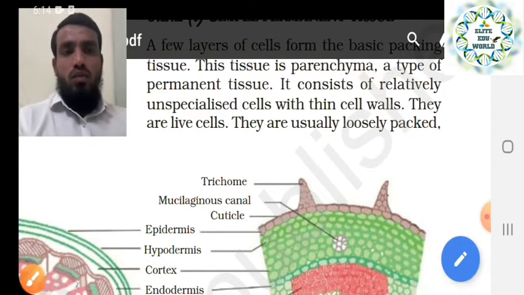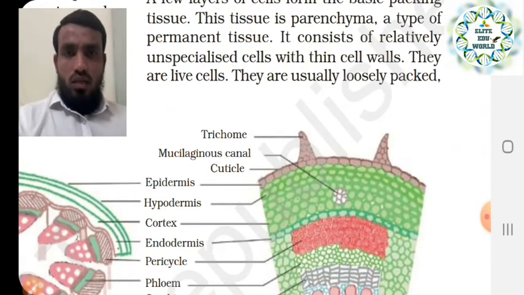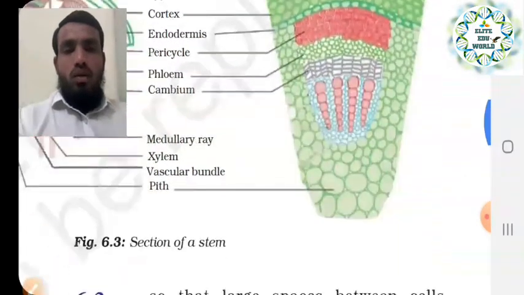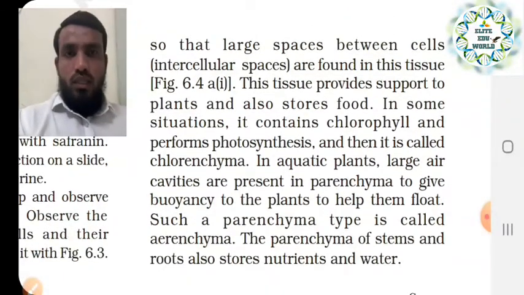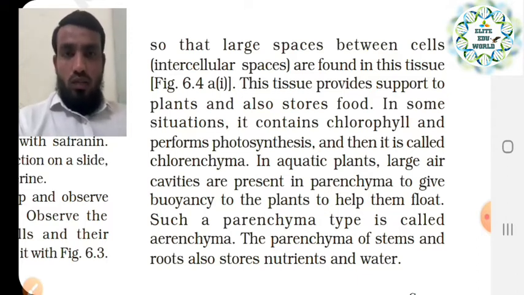When we look at the arrangement of these cells in the parenchyma, they are loosely arranged, meaning the cells are not compactly packed to each other. So they have more intercellular space, the spaces between the cells are larger. What is intercellular space? The space between two cells when they are joining together and making the tissue. If they are loosely packed, there is more intercellular space, and these tissues provide support to the plant and also store food.